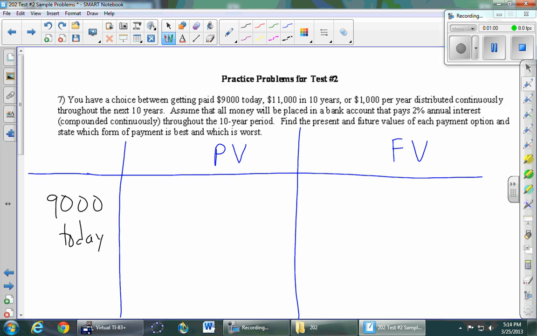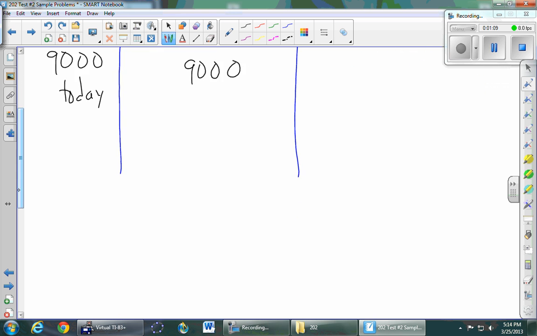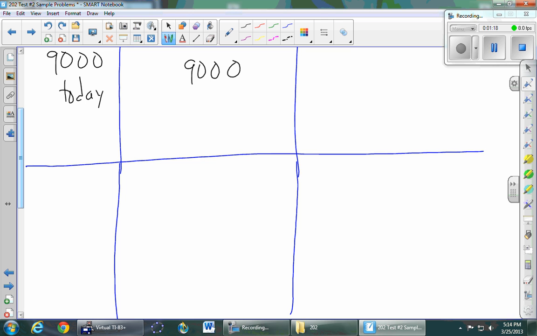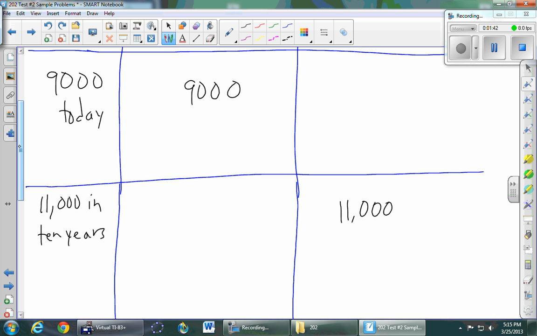So the present value of $9,000 today is $9,000. The future value we'll come back to. Let's go to the next option, which is $11,000 in 10 years. So the present value is a little bit of work, but the future value in 10 years of $11,000 in 10 years is easy. It's $11,000. Okay, so let's go ahead and fill in the 2 blanks that we've got for these 2 rows, and then we'll do the tough one, which is down at the bottom.